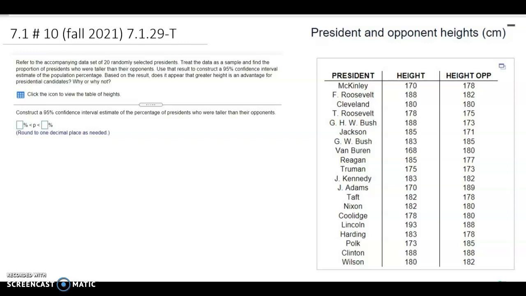Why or why not? Now we know that we're finding a 95% confidence interval because it states that in the question, and it's of a population percentage. When it says of a population percentage, that means you're finding an interval estimate for a proportion. The word proportion is also stated in the problem.